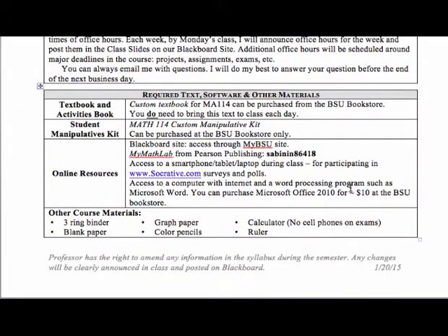In terms of resources for the course, you will need to purchase the textbook and activities book from the bookstore. It is a single book that you will need to bring to class. It will contain some class activities on pages that you will be writing on. Also, the student manipulative kit will be a requirement. This contains the algebra blocks that we will be using for a lot of the modeling. You do not need to bring it to class early on in the semester. I will let you know when you need to start doing so.